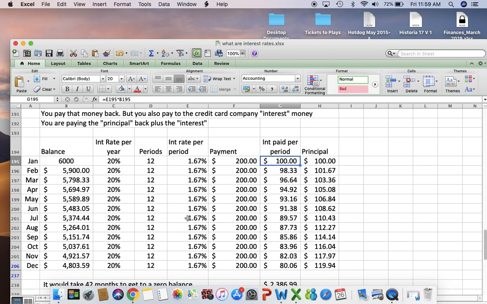First thing that'll happen is interest is calculated. So 1.67% times your current balance is $100. So $100 of your $200 goes right to interest, and then the balance, 200 minus 100, goes towards paying down the principal. We go back here. Now our principal's down to $5,900 because you just knocked down the principal by $100. Same thing in the subsequent months. You can see you're paying $200 a month. Your interest is calculated, and then you subtract your interest from your monthly payment, and that knocks down the principal.